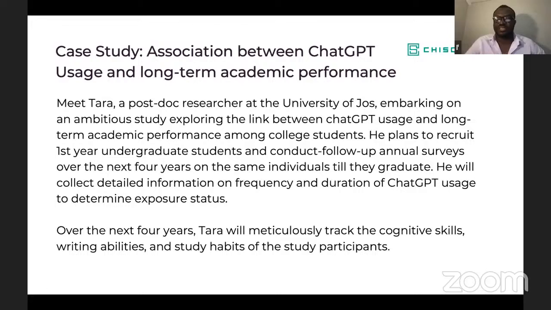Yes, this is a cohort study because we're starting with individuals at baseline. We don't know their academic performance yet. So the academic performance is a future event. We have exposure status, exposed or non-exposed individuals who use ChatGPT. Please, I don't want to see anybody writing longitudinal. Longitudinal is not a design. Prospective cohort studies are always longitudinal. So you don't need to say longitudinal prospective cohort study.